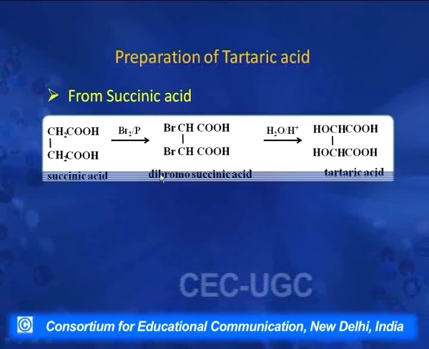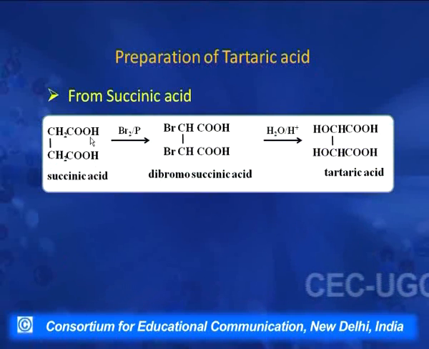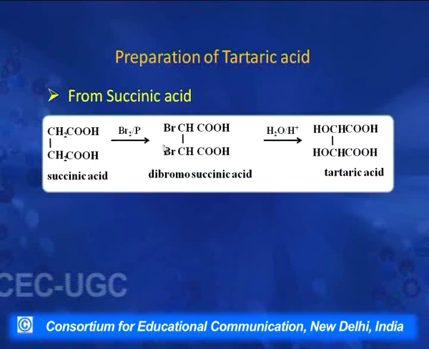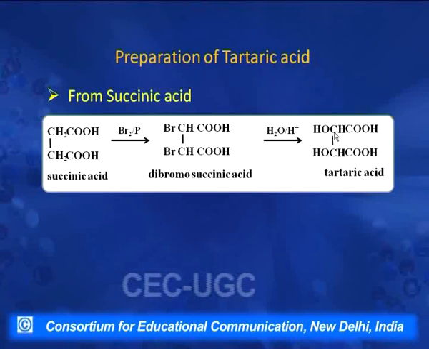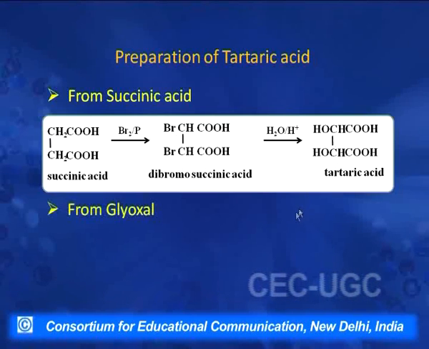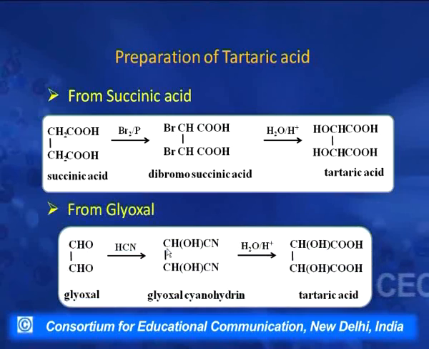Then tartaric acid can be obtained from succinic acid also. It is subjected to Hell-Vollhard-Zelinsky reaction with 2 moles of bromine. We get a dibromosuccinic acid which on hydrolysis will give tartaric acid. It can be obtained from glyoxal also. Glyoxal is this dialdehyde. When addition of HCN is carried out, it occurs at both the aldehyde groups, we get this dicyanohydrin, this is hydrolyzed and we get this dihydroxy and dicarboxylic acid, that is tartaric acid.